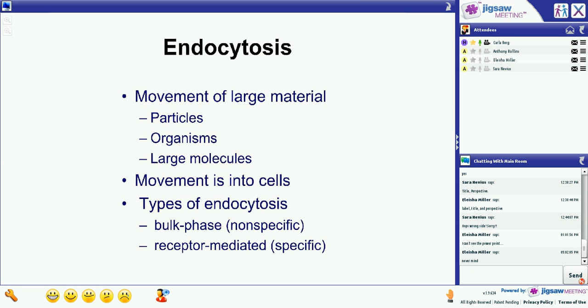Endocytosis is the movement of a large amount of materials, like particles, organisms, or large molecules. And the movement is into the cell. There are 2 types of endocytosis. There's a bulk phase, which is nonspecific, so it's not looking for a particular type of molecule. And there's receptor-mediated, which is a very specific molecule.